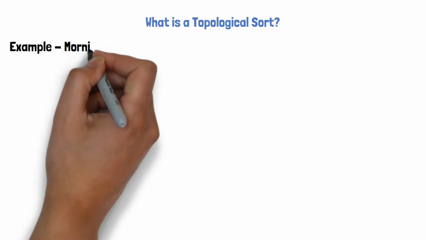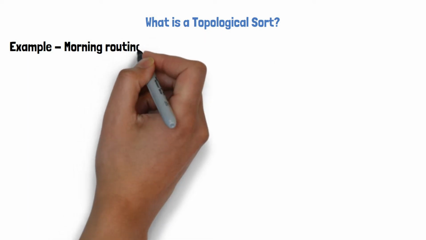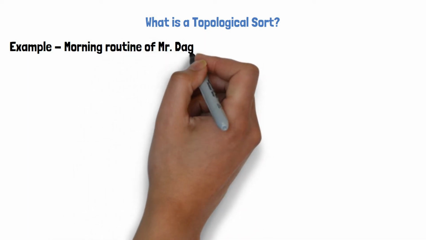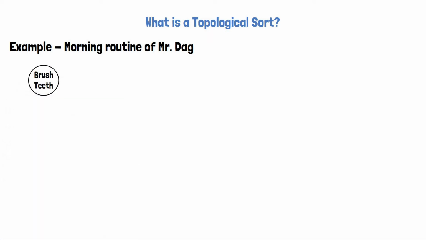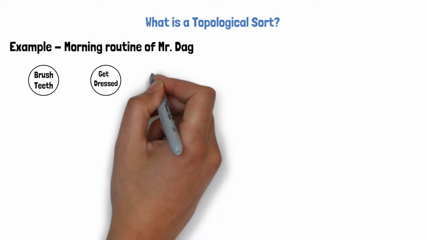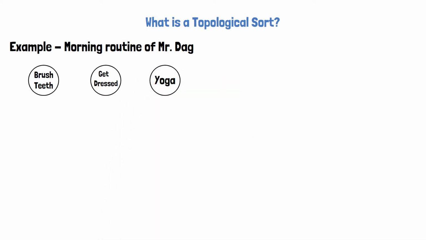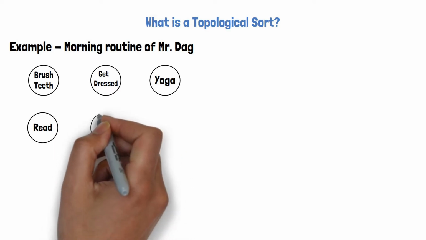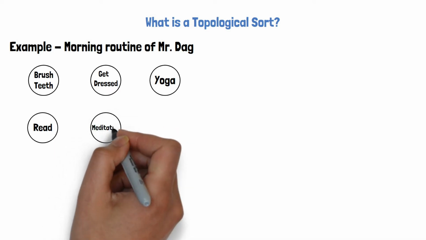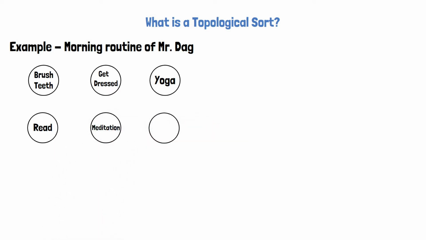To make it easy to understand, we will use an example graph that describes the morning routine of Mr. Doug. Each vertex represents a task that Mr. Doug does every morning in his routine. So each morning he brushes his teeth, gets dressed, practices yoga, reads from a book, meditates and eats breakfast. But the order he completes these tasks is changing, so he won't get bored.